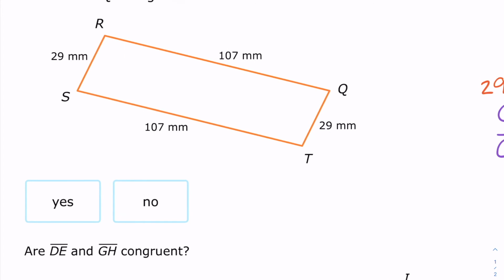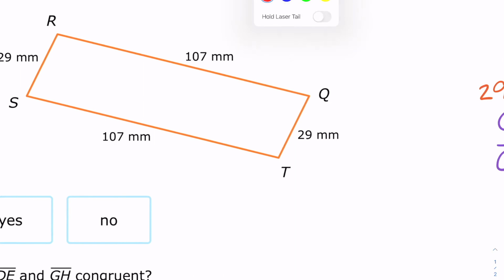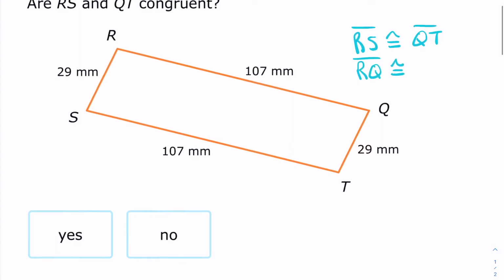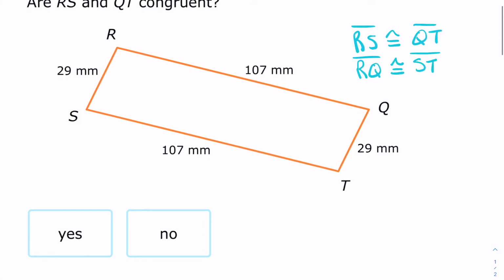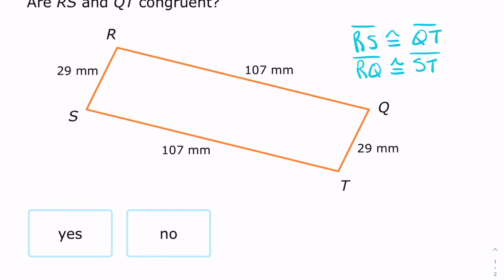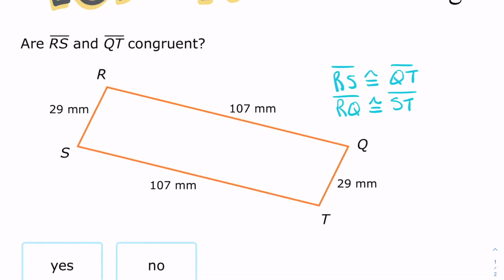So we're going to determine if RS and QT are congruent. Well, I kind of just showed you how RS and QT were congruent because they are the same length, therefore they're equal, and if they're equal, therefore they're congruent. So I can say that RS hat is congruent to QT hat. We can also make the statement that RQ hat is congruent to ST with the hat. The reason why this works is simply because of the values that we see.